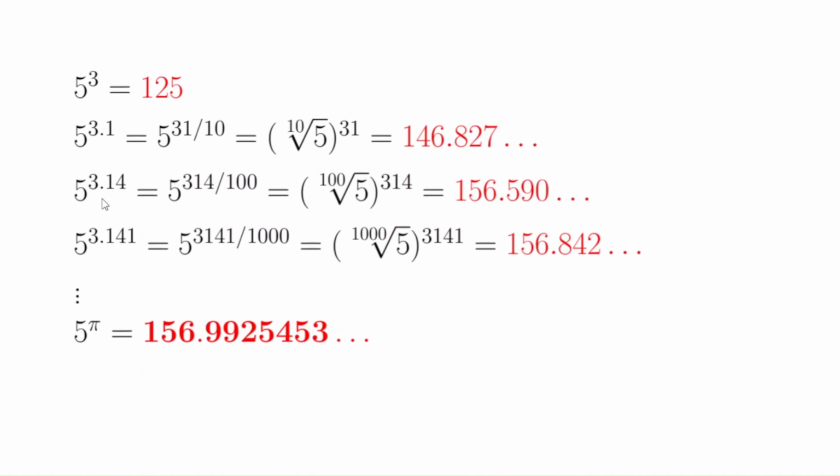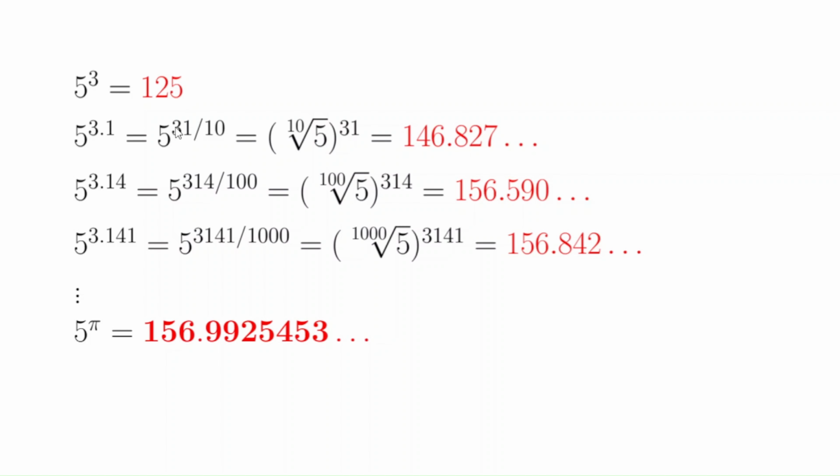So for example, if we have 5 to the power of pi, what does 5 to the power of pi mean? Well, what we do is we take the decimal expansion of pi, so 3.141592 and so on, and we raise 5 to these farther and farther out decimals of pi. So 5 to the 3, 5 to the 3.1, 5 to the 3.14, and so on. And we continue that on. Now, 5 cubed is pretty simple. That's just 125.